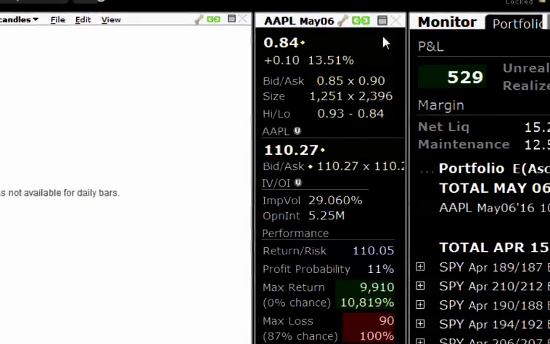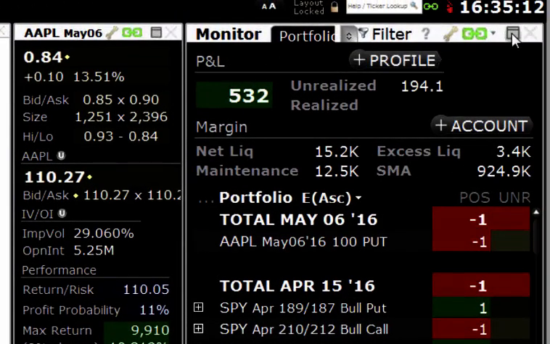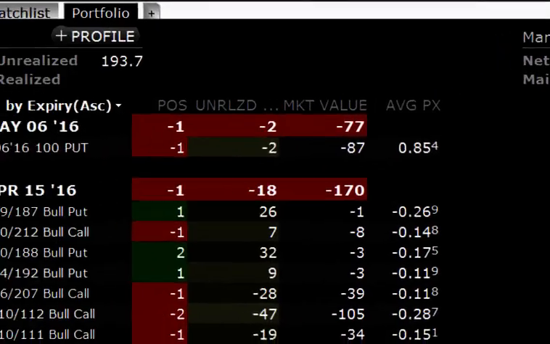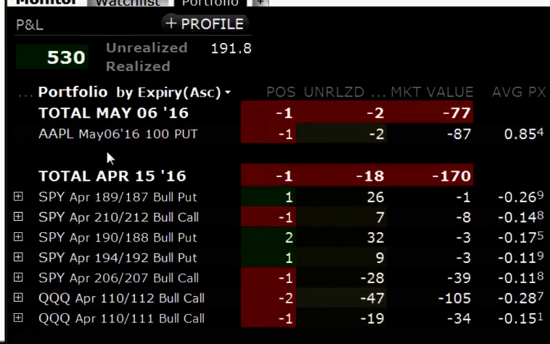I'll show you what it looks like now in our portfolio. So we'll open up our portfolio. And there you go, the May the 6th Apple. It's telling our position is -1. It'll show up as a -1 because we sold the put. We don't own it. Our unrealized profit and loss, we're down $2.